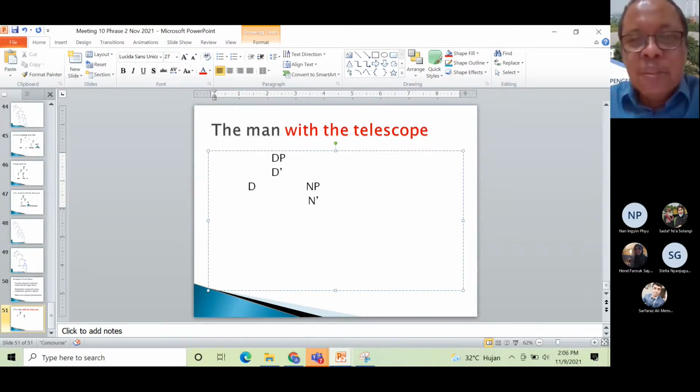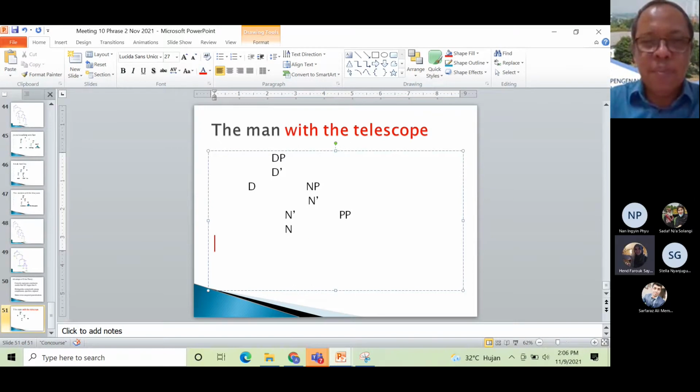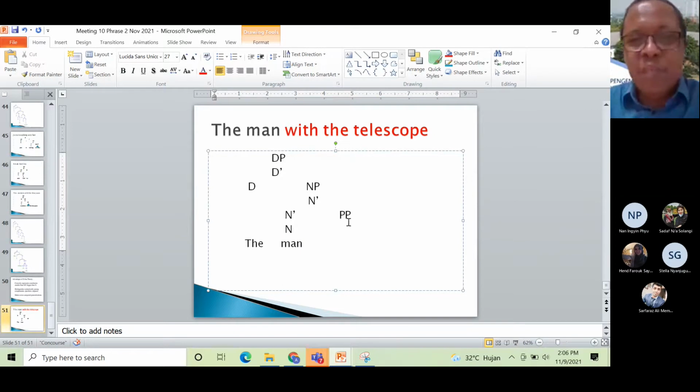But you need to leave out "with the telescope." The telescope modifies the man. Therefore, you have N bar, and on the right side is a prepositional phrase. The prepositional phrase "with the telescope" is the adjunct of the N. After that you have N, and here you have the man. And the PP is "with the telescope."